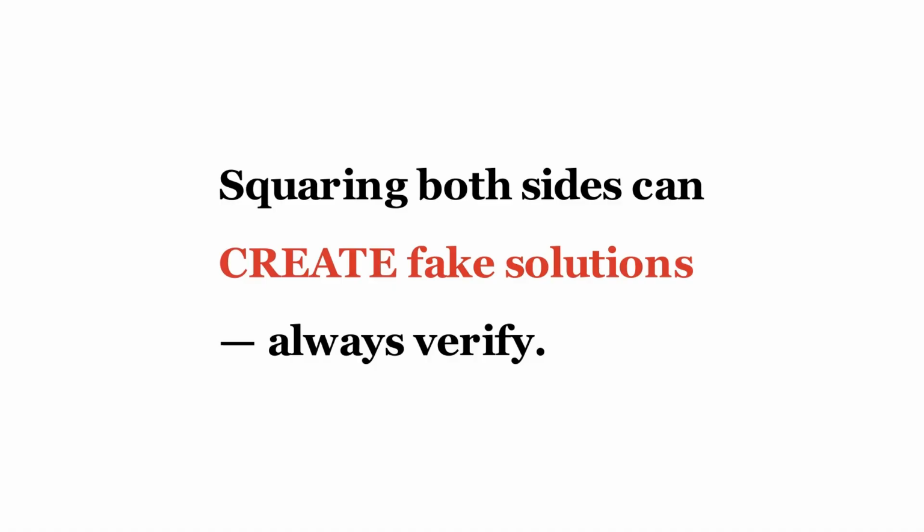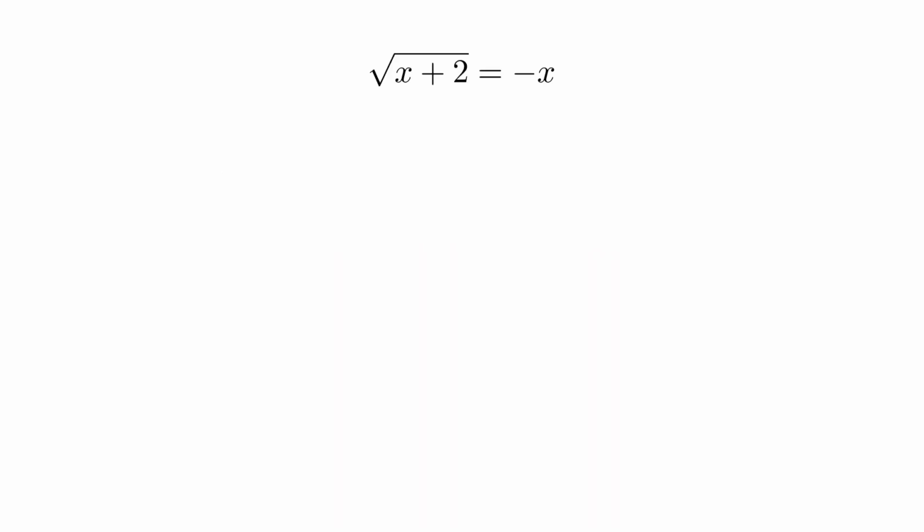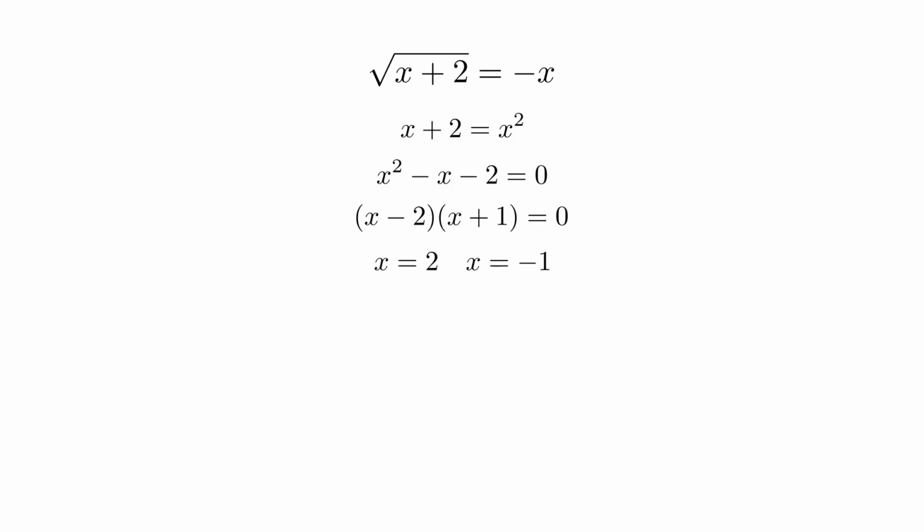Let us look at a quick example. Square root of x plus 2 equals minus x. It looks almost identical to the earlier problem. Now we square both sides and we get x plus 2 is equal to x squared, which is equivalent to x squared minus x minus 2 equals 0, which on factorization gives us two solutions. One is x equals 2 and one is x equals minus 1.